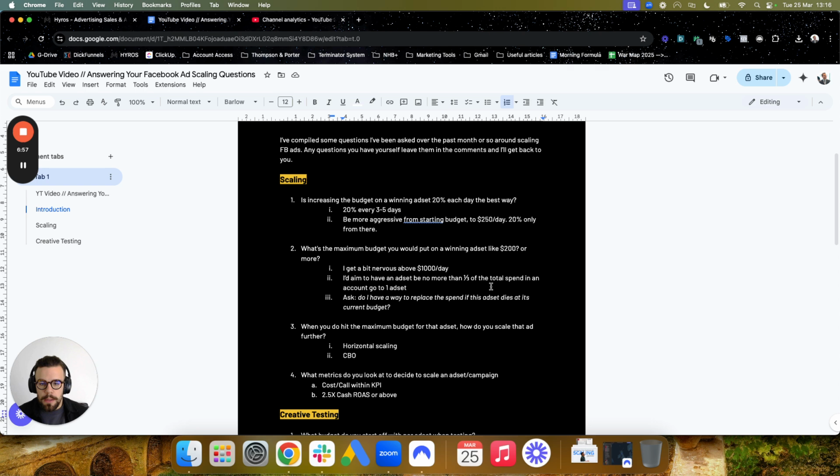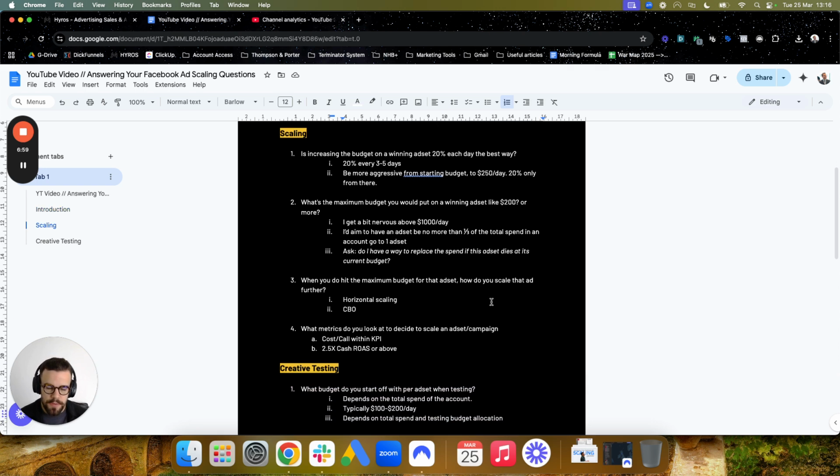So that's important. Just as a rule as well, it's not specifically to this question, but I try and have at least 20% of the budget in the account. Again, 80-20, I know it's a bit of a trope, but I try and have 20% assigned to testing consistently, whether it's new creative, new campaign structures, DCO, or new audience testing, whatever it is that we're testing.